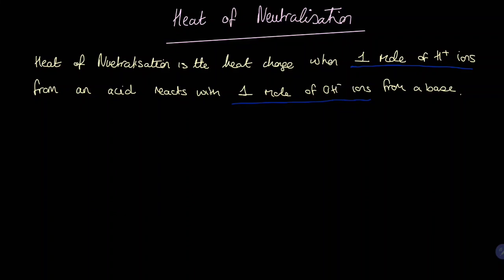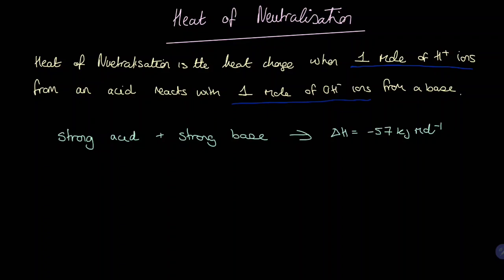It has to be only 1 mole of, not acid, because acid could be HCl or could be a diprotic acid, which is H2SO4. So there's 2 hydrogens there in the ratio. But it's 1 mole of H plus ions, not 1 mole of acid, okay?